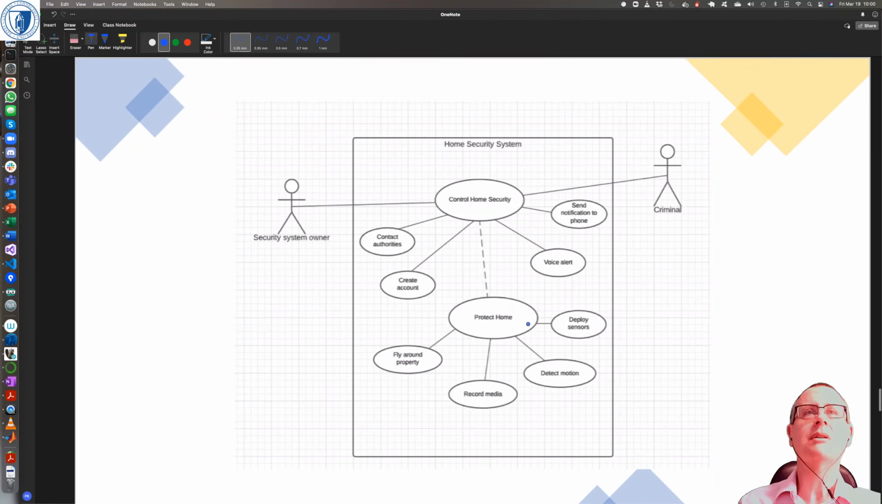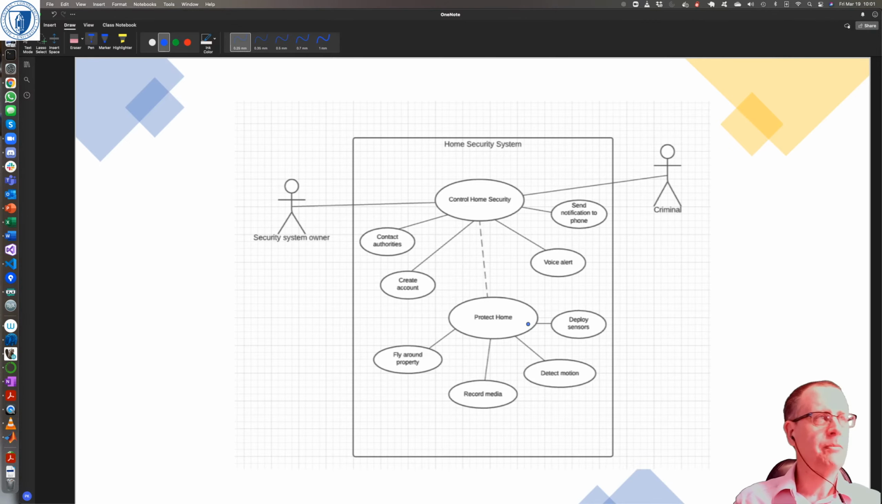So I thought I'd go through and critique everybody's use case. I don't know whether I've got the most up-to-date ones, but I have put them in here, right? So this is the home security system, and I'm starting on the left, and the security system owner, that sounds like a good actor, and their main connection with the home security system is control home security, and that seems pretty good to me.